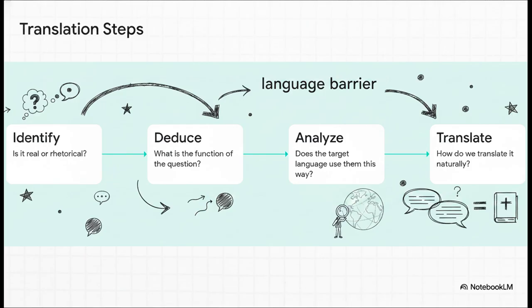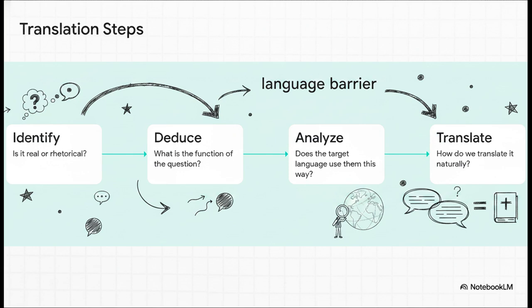Next up, the translator has to encode that intent into a totally new target language so the modern reader actually gets what's going on. Dr. Payton outlines this brilliant 4-step methodology for crossing that barrier without losing the meaning. Step 1, is it real or rhetorical? Step 2, what's the function? Is it a rebuke, a transition, stating a fact?